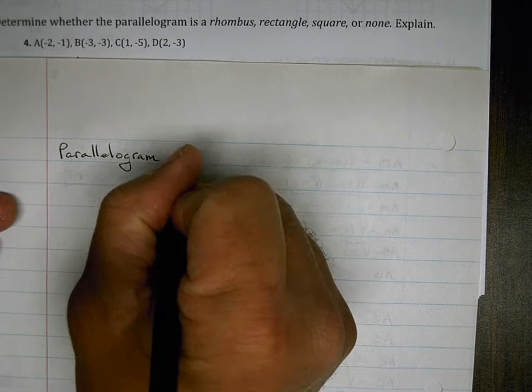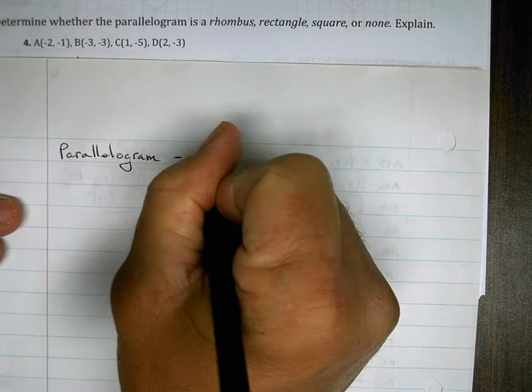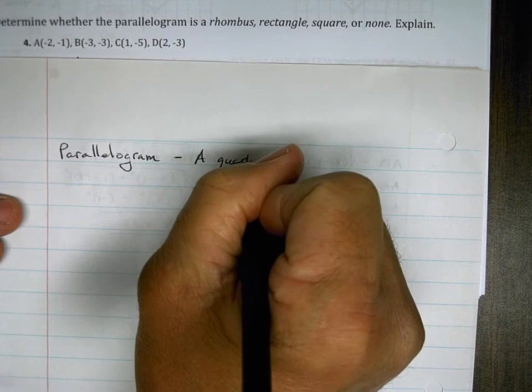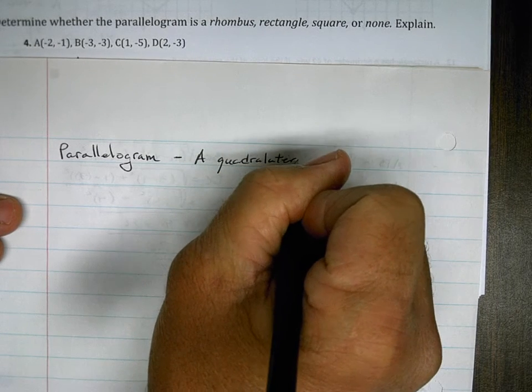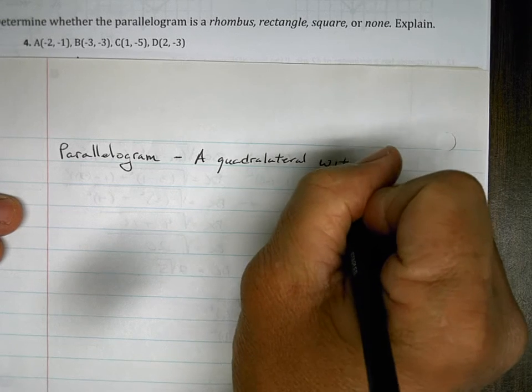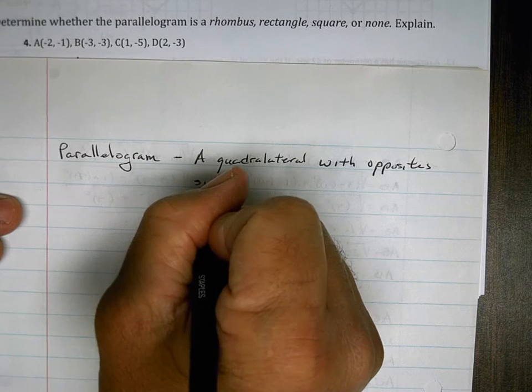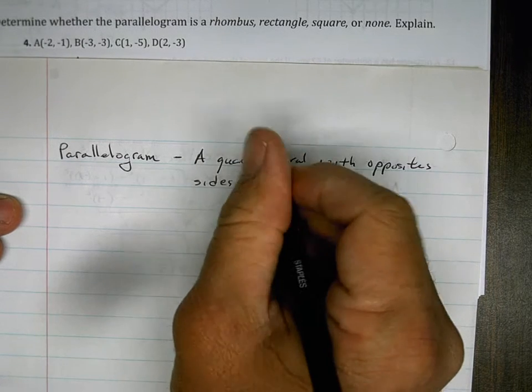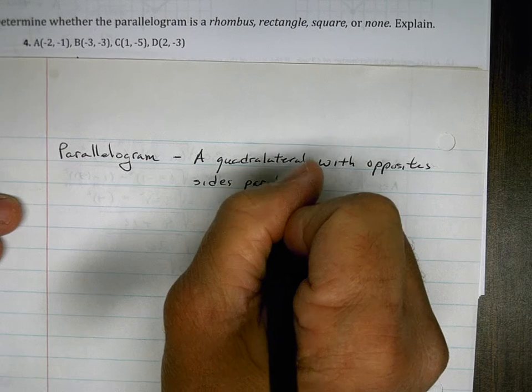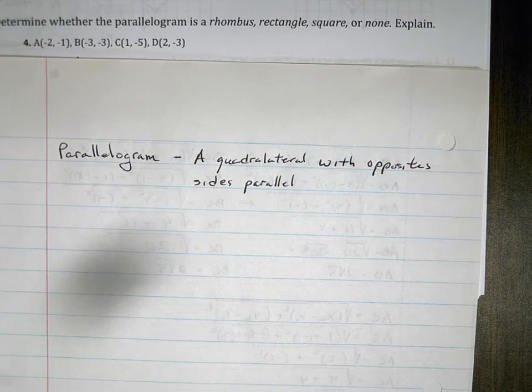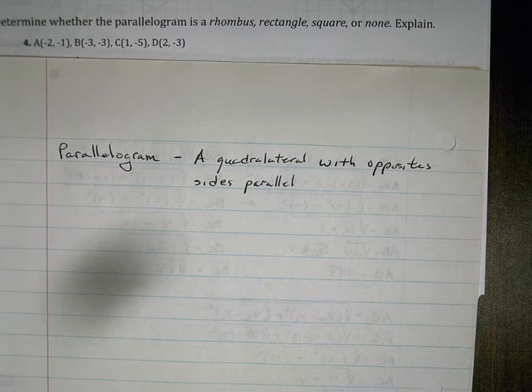Excellent. A parallelogram is a quadrilateral with opposite sides parallel. That's why we call it a parallelogram, because the opposite sides are parallel. Now we know a lot of other things about a parallelogram, but we can stop there for right now.